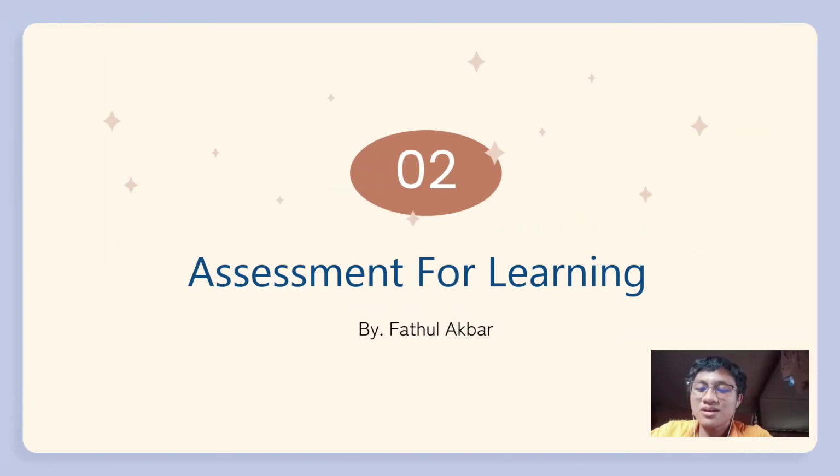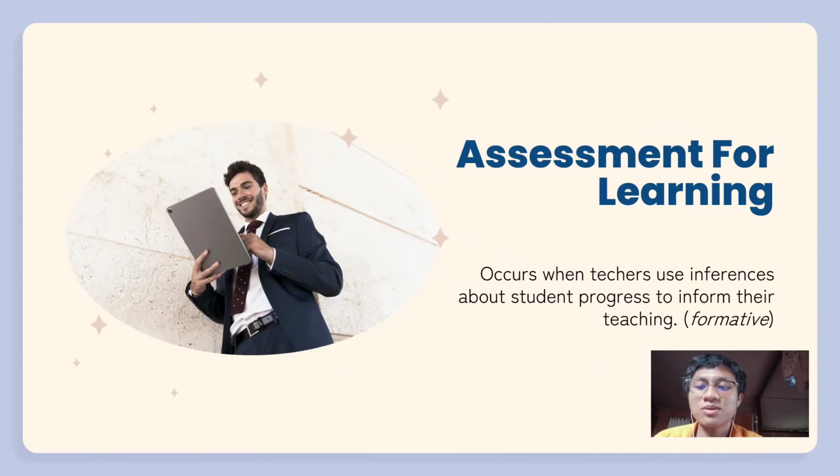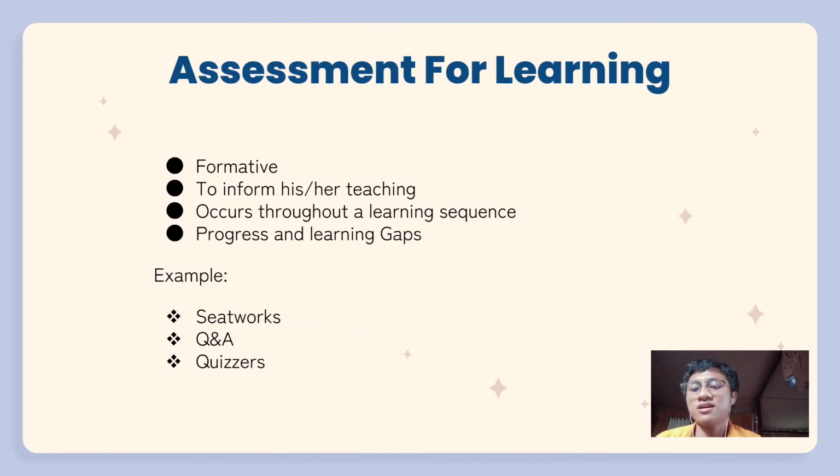Okay, I'm Fathul Akbar as the second speaker. Now, I want to explain about assessment for learning. Assessment for learning, or AFL, occurs when teachers use inference about student progress to inform their teaching. So AFL is a formative type of assessment used by the teacher to inform their teaching. It may occur before and throughout the learning sequence to determine the progress and the gaps.